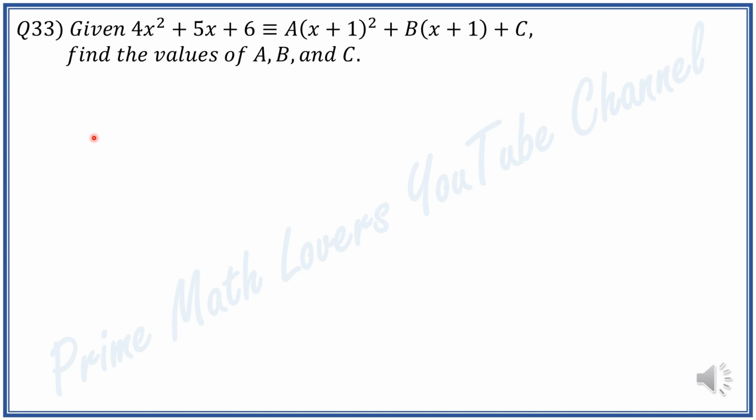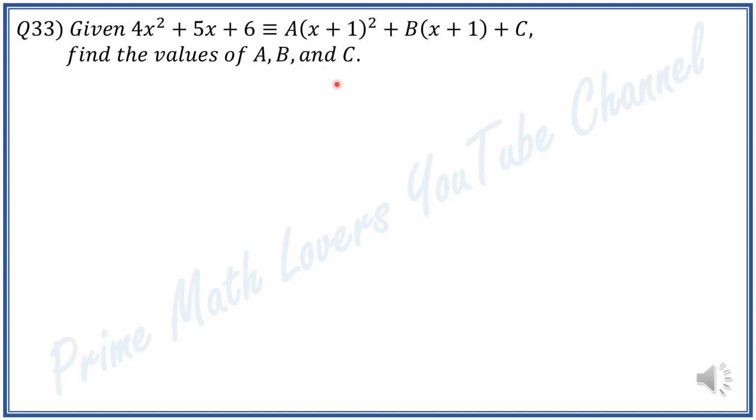Question 33. Given 4x squared plus 5x plus 6 is similar to a times x plus 1 squared plus b times x plus 1 plus c. Find the values of a, b, and c.